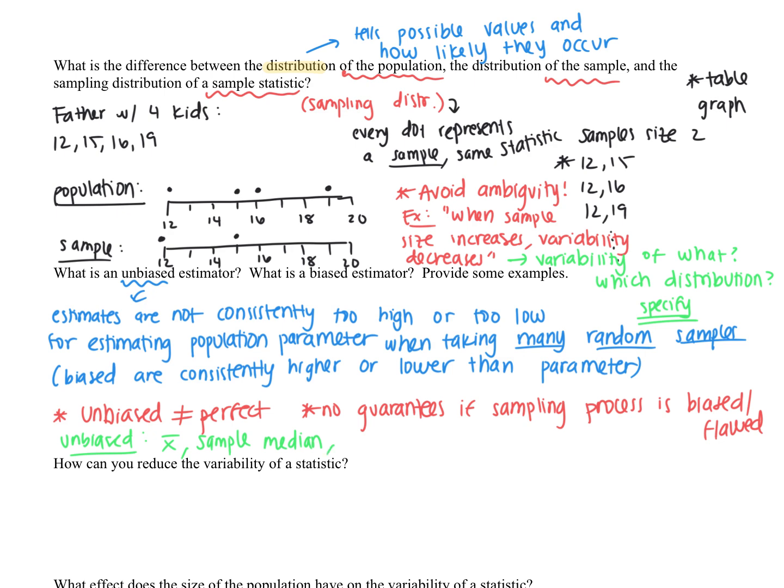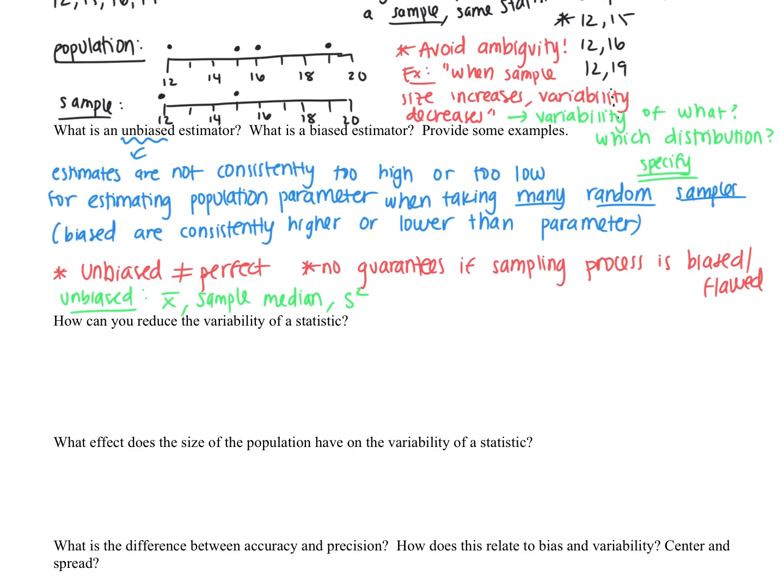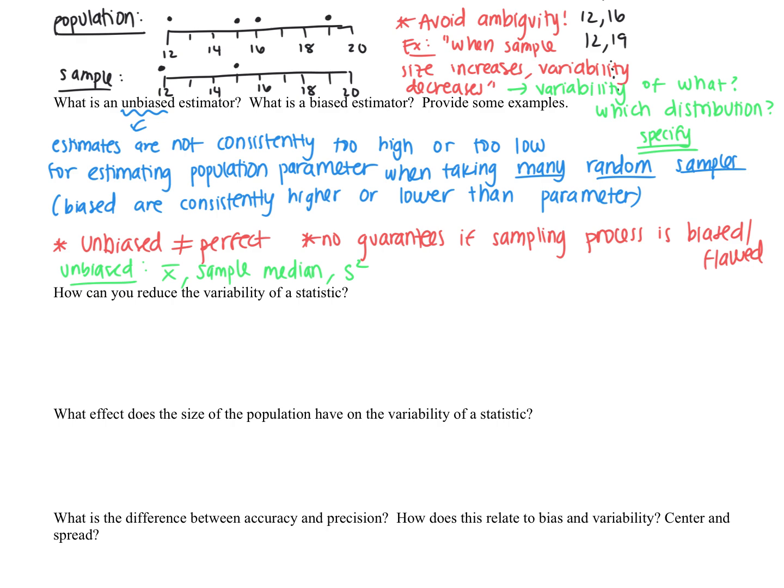The other one is sample variance. So that's one that we tend to forget what that word means. It's just the square of standard deviation. And then one more that is unbiased is p hat. And in words, if we remember, p hat is sample proportion. So those four are all unbiased. There's more, but those are the big ones.